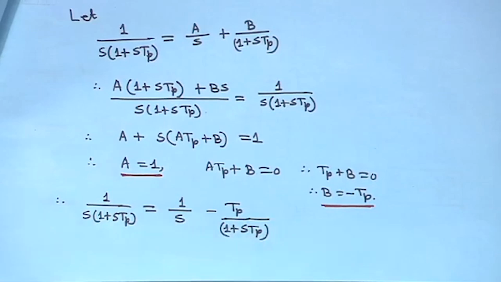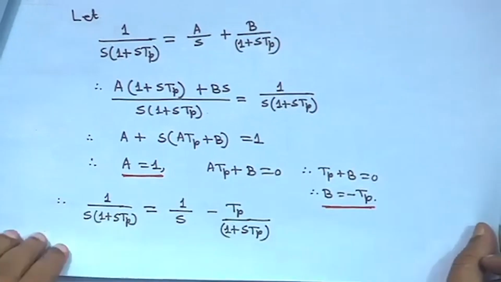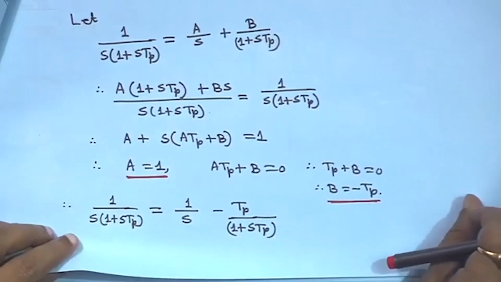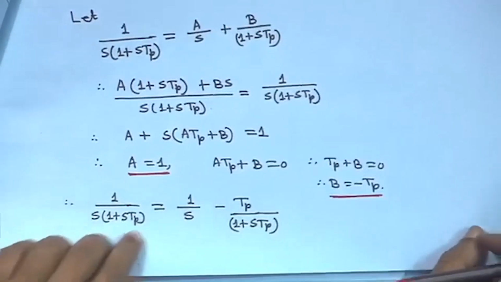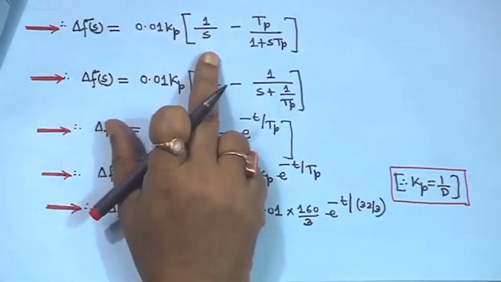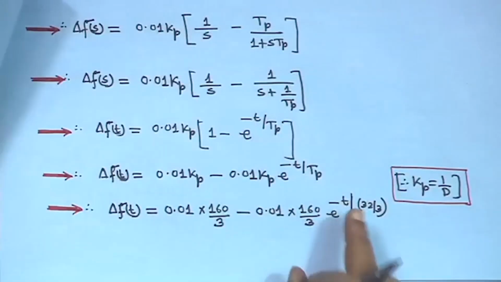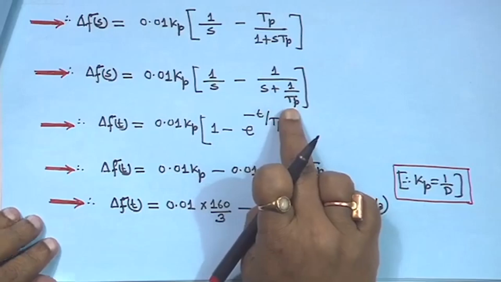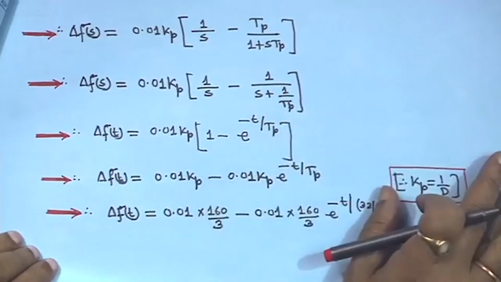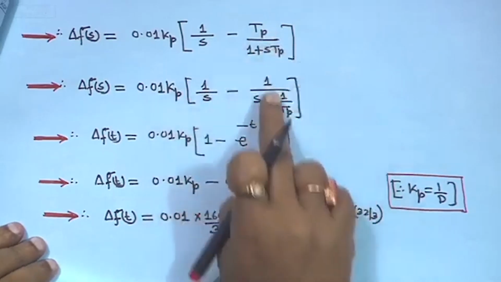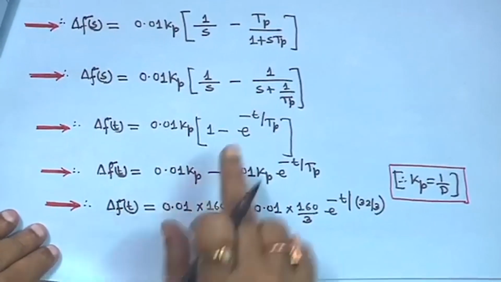This way you first make this, as from the second order system in control systems, which you are very much aware of. So my delta F(s) will become 0.01 Kp into 1 upon s minus Tp upon 1 plus sTp, whatever we have got here. So delta F(s) will be 0.01 Kp times 1 upon s minus 1 upon s plus 1 upon Tp, dividing numerator and denominator by Tp, because we have to take the inverse Laplace transform.